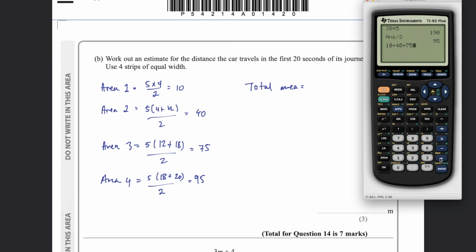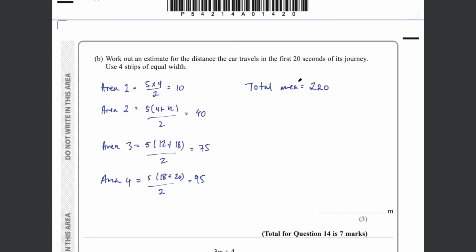So adding these up, I get 220. And that is also an estimate of the distance. So my final answer for the estimate of the distance is 220 meters. And that was question 14 for 7 marks.